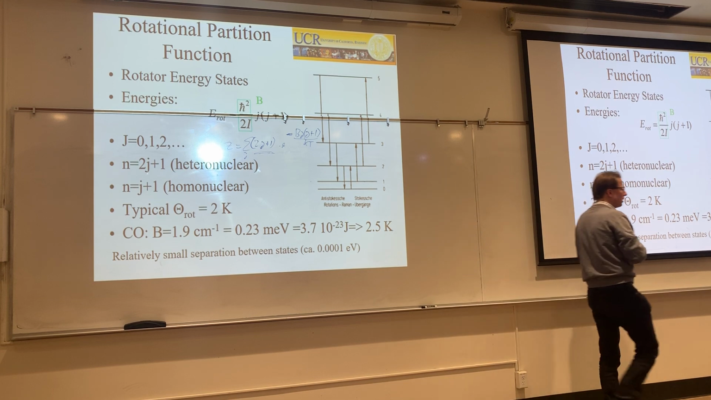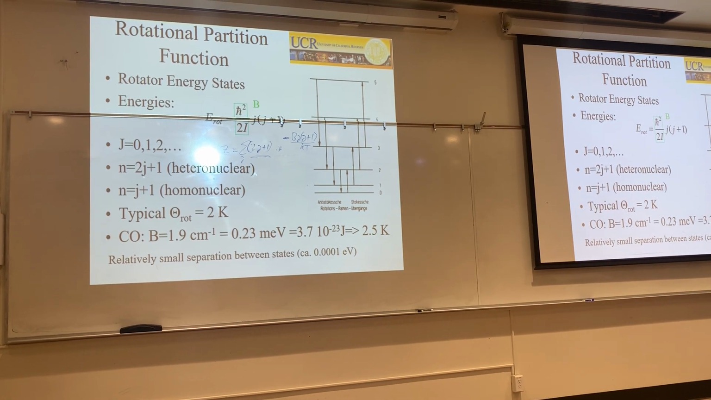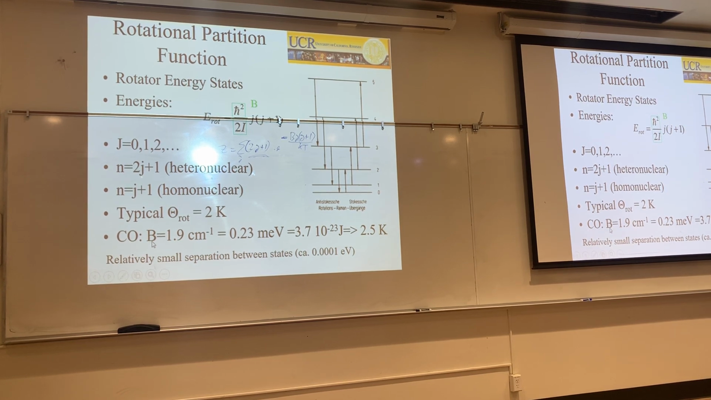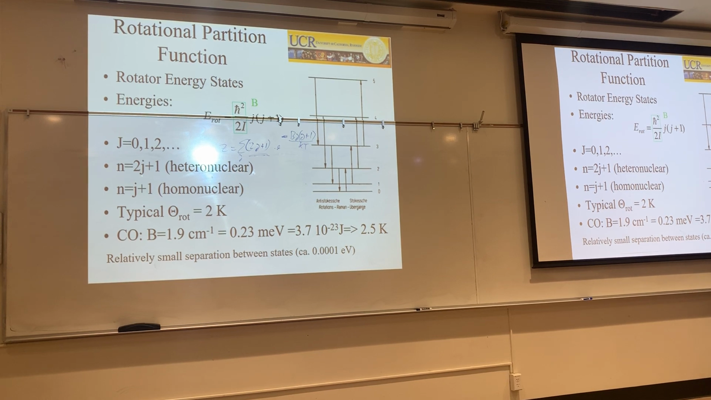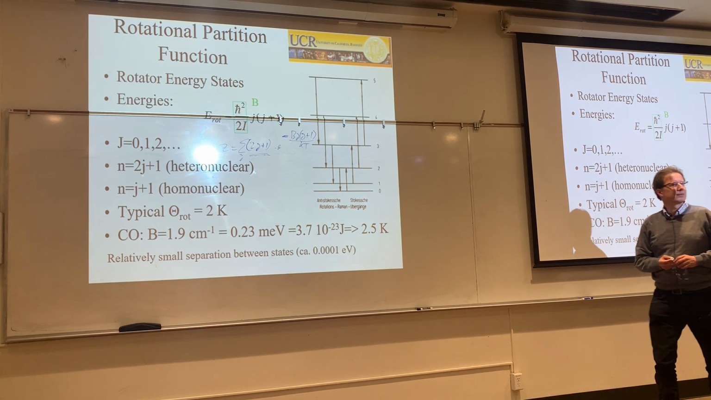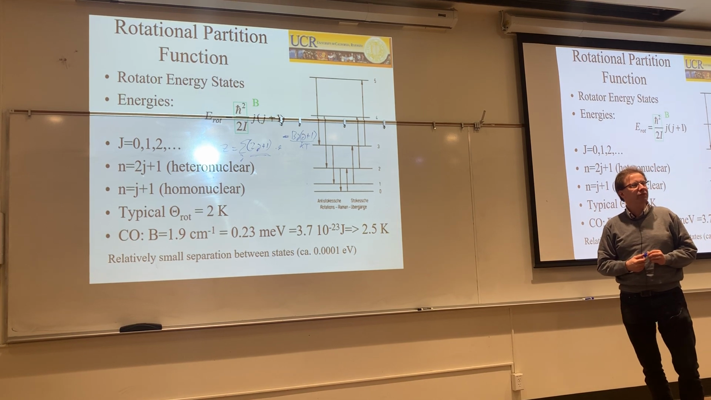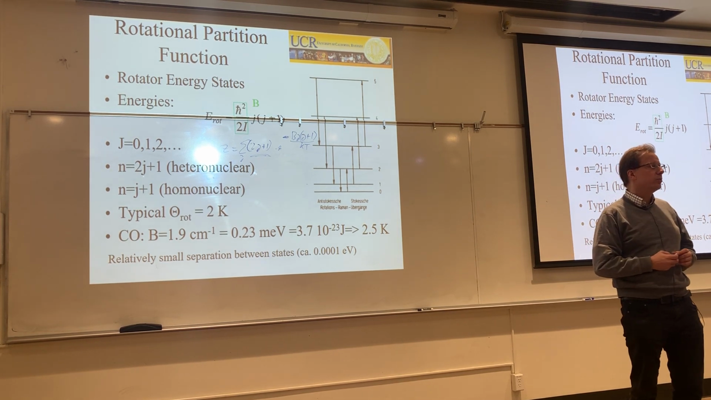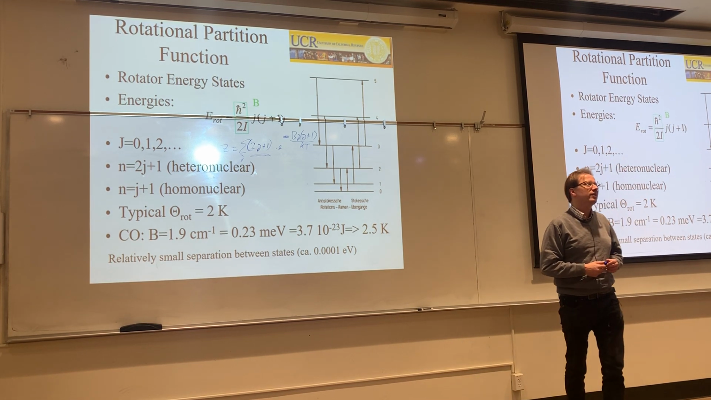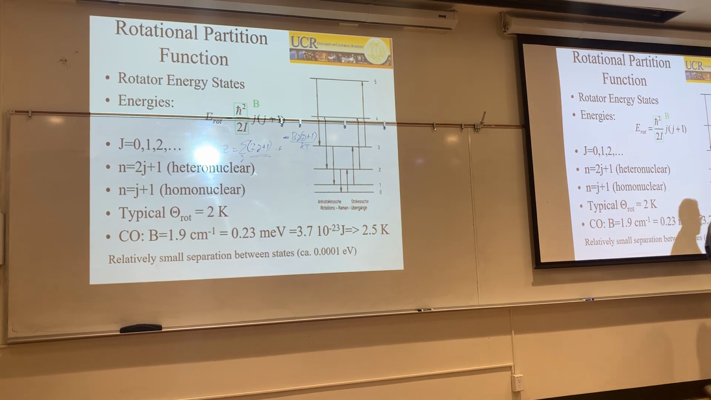Now, if that is the case, let's look at the carbon monoxide molecule. The carbon monoxide molecule has this B as 1.9 wave numbers, or inverse centimeters. Don't get messed up with this. The wave number in inverse centimeters is a unit of energy. Yes, it is not, but it is. So people think about inverse centimeters for historic reasons as the unit of angular energy.